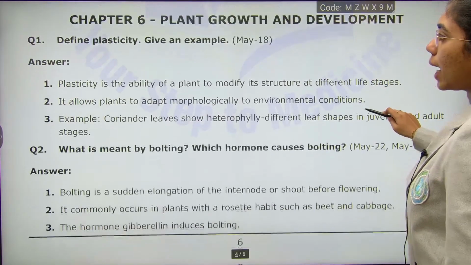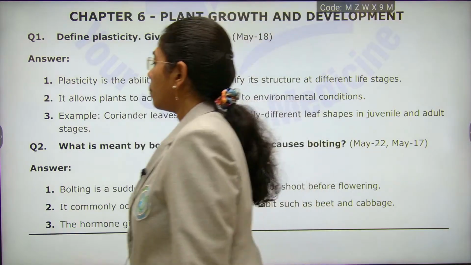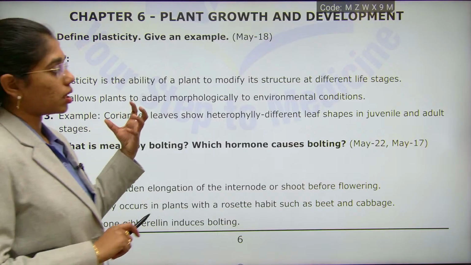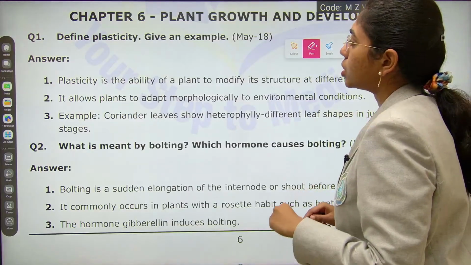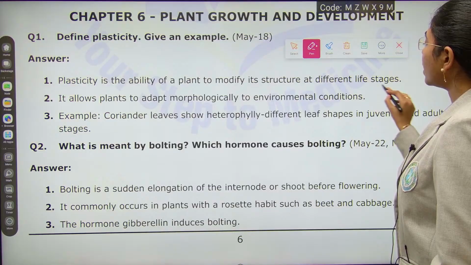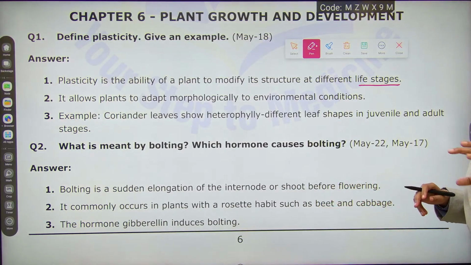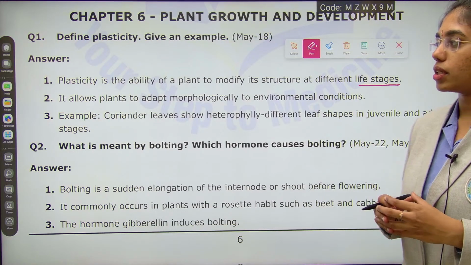Plant growth and development. Define plasticity. This is the last chapter from the plant physiology unit. Define plasticity and give an example, asked in the previous years, like May 2018. Plasticity is the ability of the plant to modify its structure at different life stages. It allows plants to adapt to both morphological and environmental conditions.